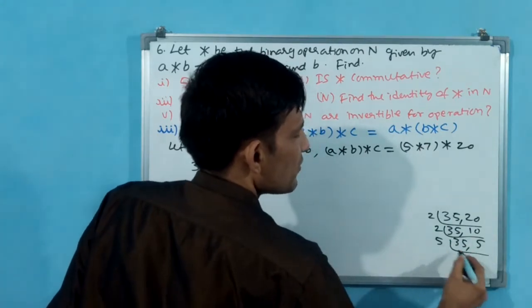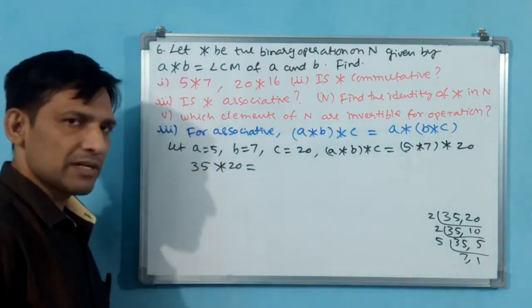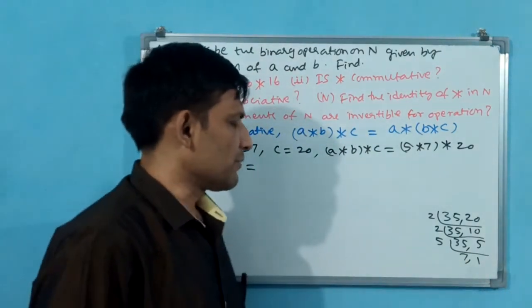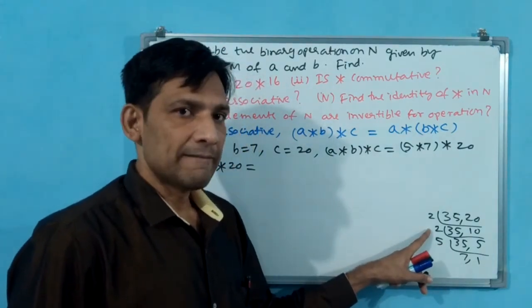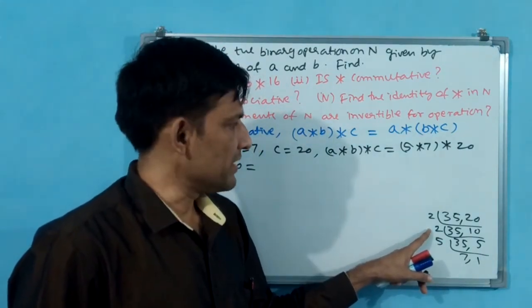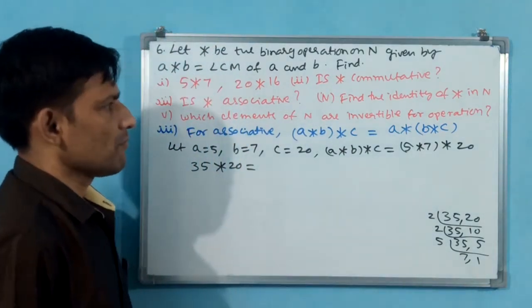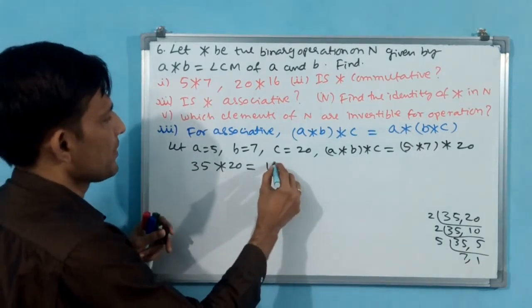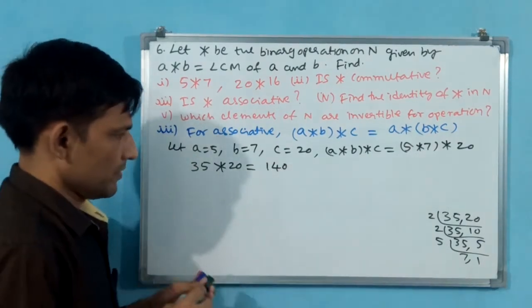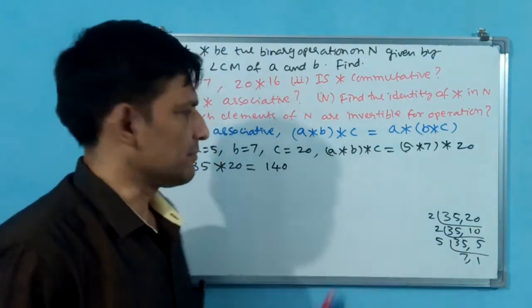Now with 5 we can do: 5 sevens are 5, 1 for 7. 7 is a prime number, not 1. 7 is a prime number, so you stop. 7 fives are 35. 35 twos are 70, 70 twos are 140. 140 will come. Now you write 140. 2 twos are 4, 4 fives are 20, 2 sevens are 140. Same, correct.